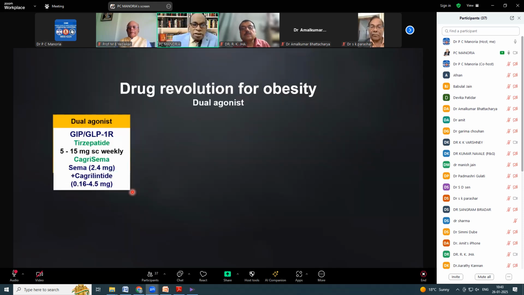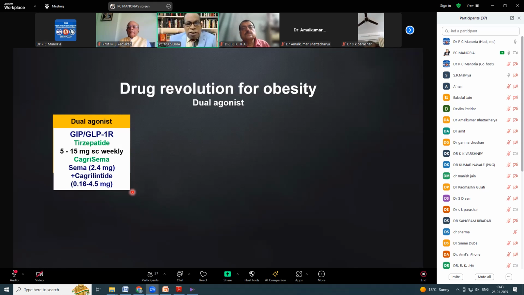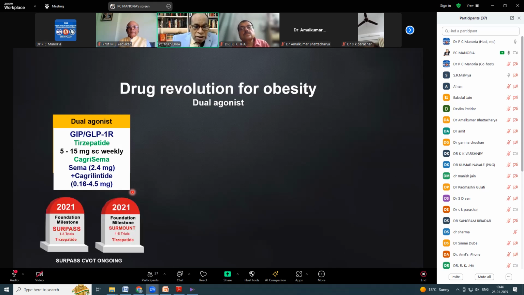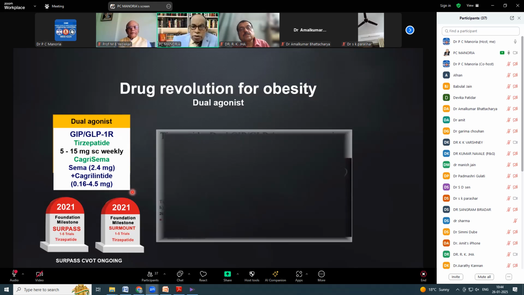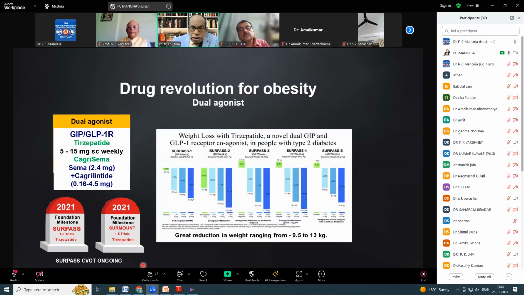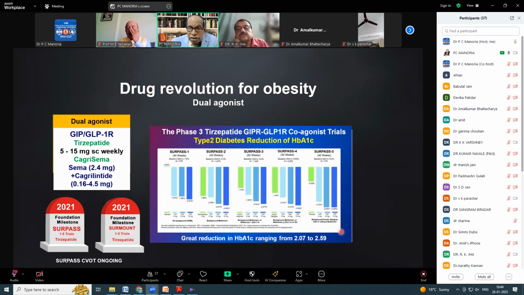Then we have the dual agonist, GIP/GLP, tirzepatide, which is approved for clinical use by the FDA, not available in India at the moment, but available in the Western countries. The dose is gradually increased from 5 to 15 milligram. And you can see it was tested in the SURPASS trial, it was tested in the SURMOUNT trial, and the SURPASS-CVOT trial is ongoing. So what this does, when you use this, is a great reduction in weight, 9.5 to 13 kg, and not only this, in diabetic patients, the reduction in HbA1c is to the tune of 2.07 to 2.59, a massive reduction.